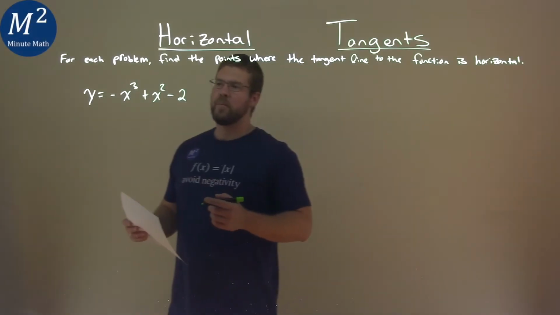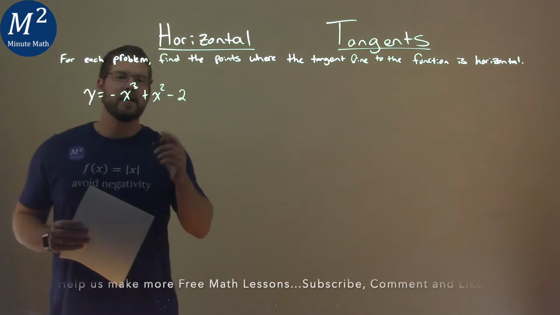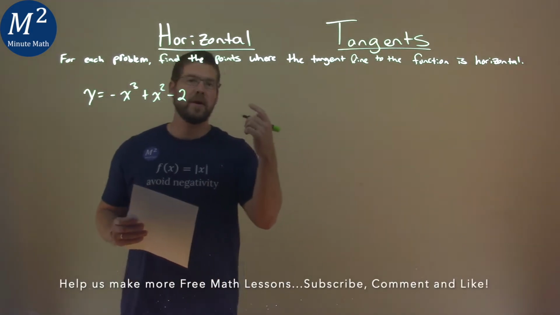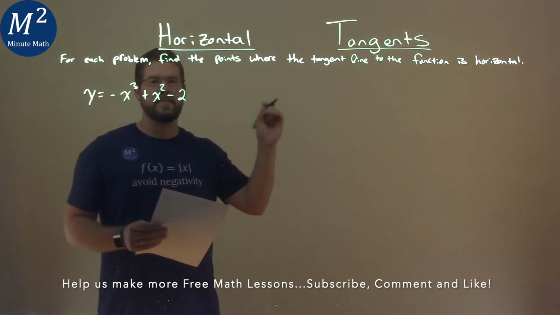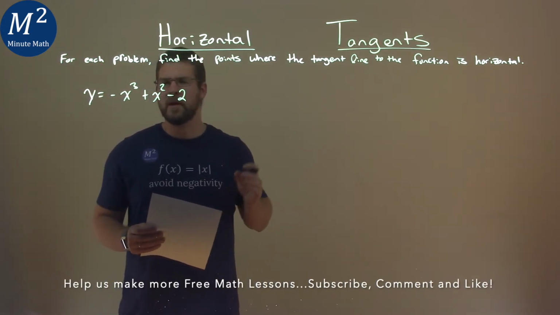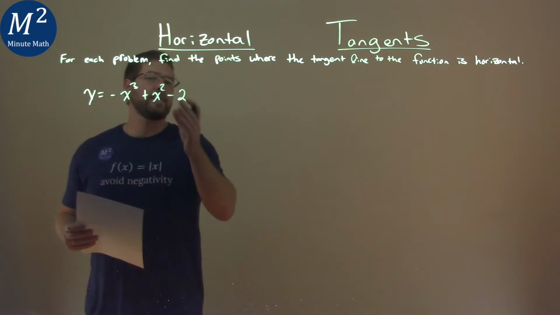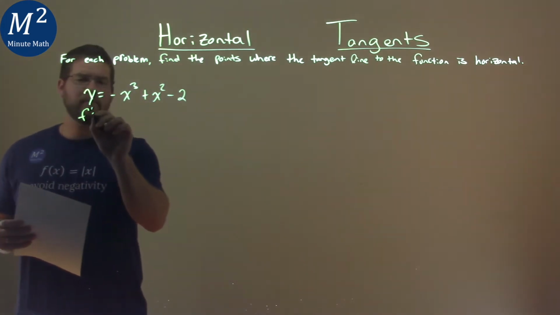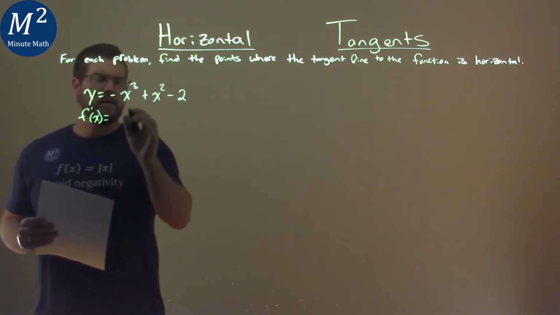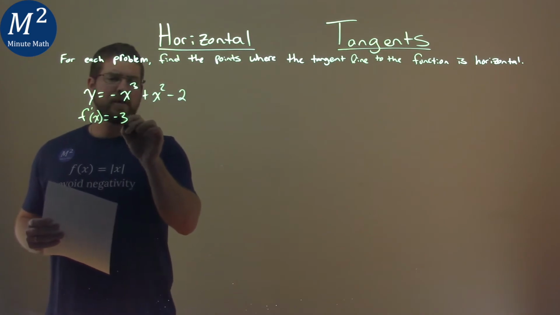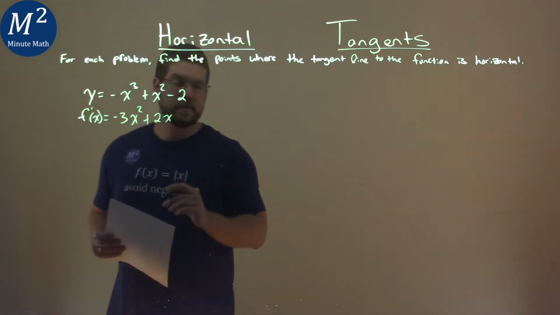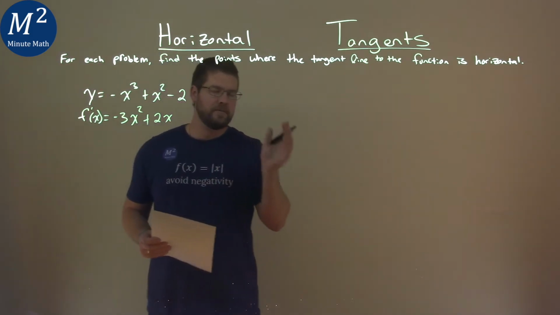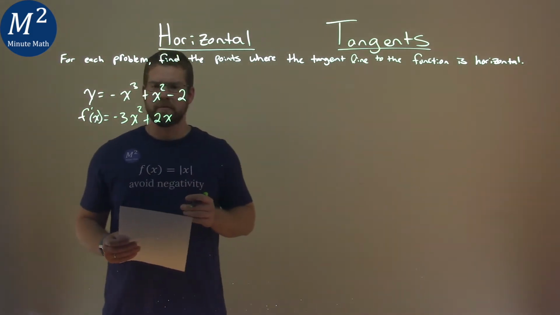We're given this problem right here: y equals negative x to the third power plus x squared minus 2. And we want to find the points here where the tangent line of the function is horizontal. Well, to do that, we need to find the derivative first. So let's go find what f prime of x is here. Using the power rule, negative, and then the 3 comes down, x squared, plus 2 comes down times x to the first power, and then the negative 2 disappears there when we take the derivative.